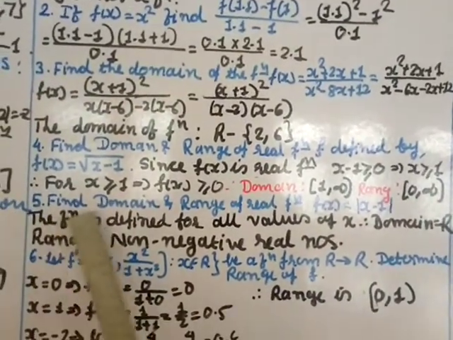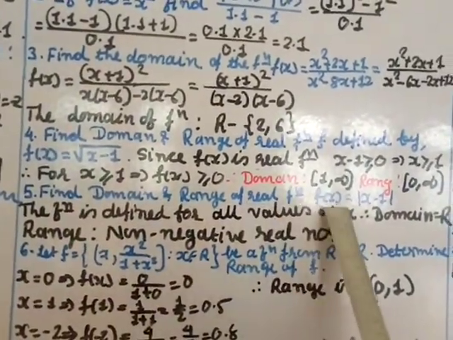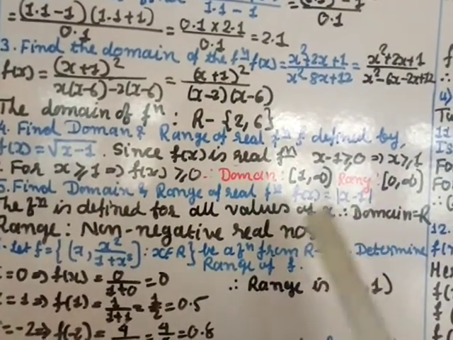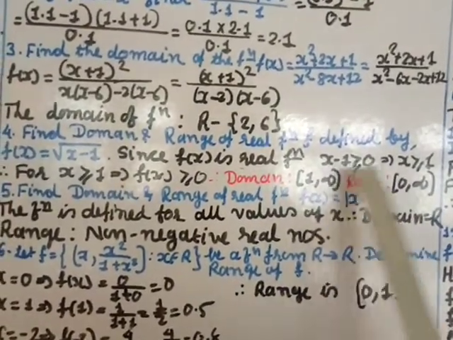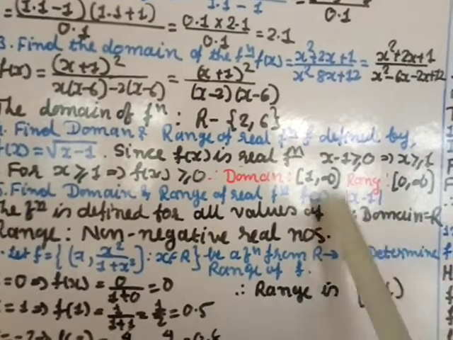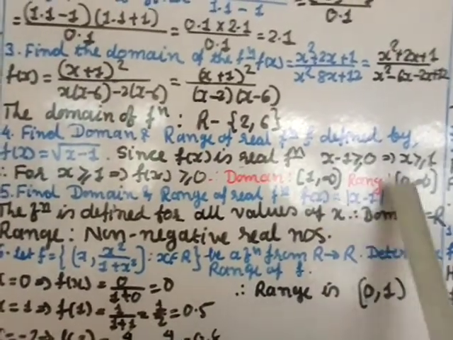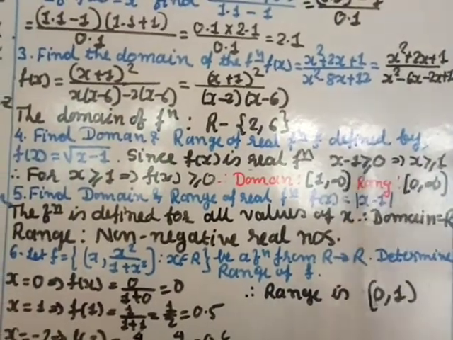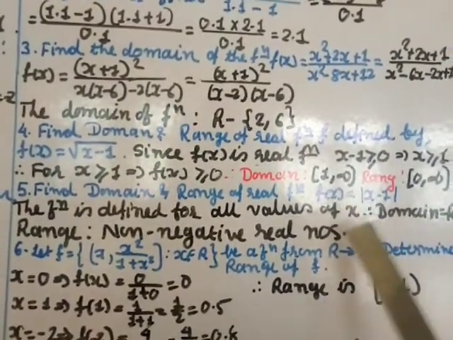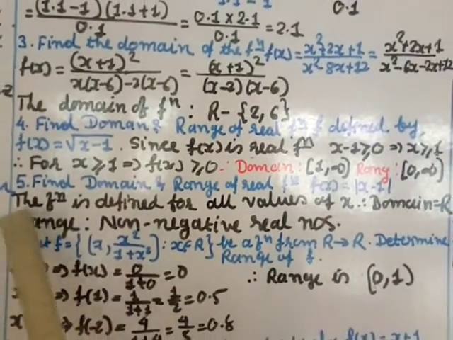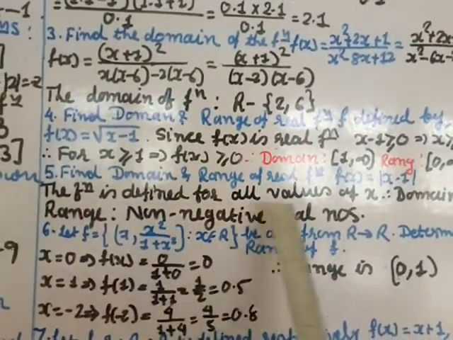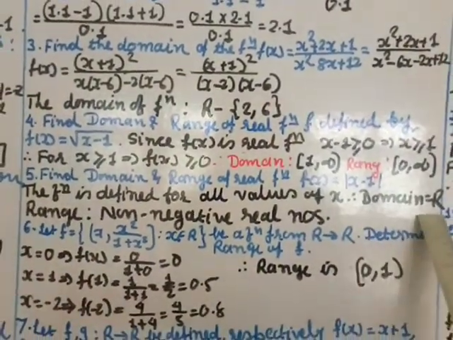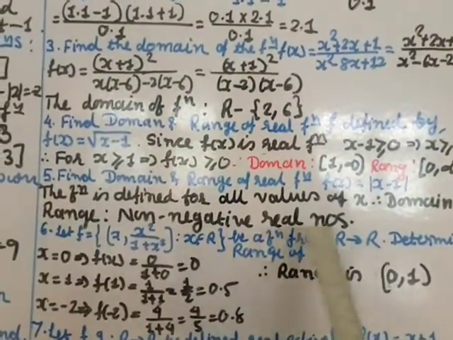Question number 5. Find domain and range of the real function f(x) equal to modulus of x minus 1. Now this also gives positive values. Whatever answer we get will be positive. So the range will be non-negative real numbers, and it is also a type of polynomial, so the domain will be R. So we can say the real function is defined for all values of x, therefore the domain is R and the range is non-negative real numbers.